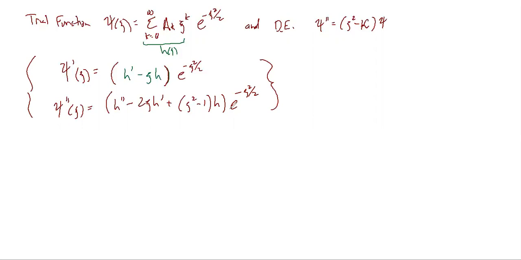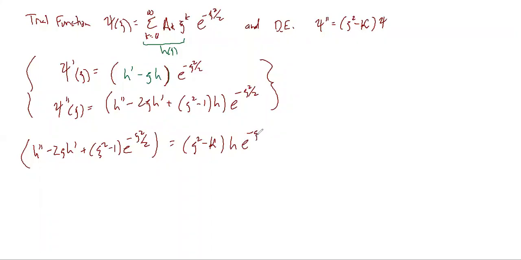So now I have everything to plug into the differential equation. I have h double prime minus 2 psi h prime plus psi squared minus 1 minus psi squared over 2 equals psi squared minus kappa h e to the minus psi squared over 2.